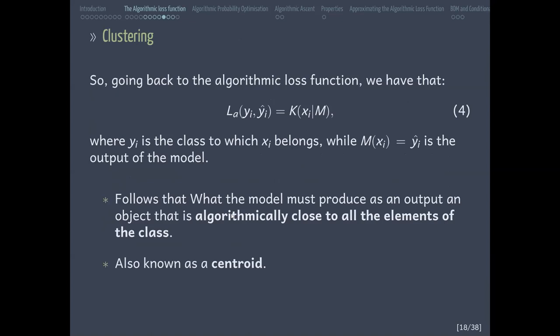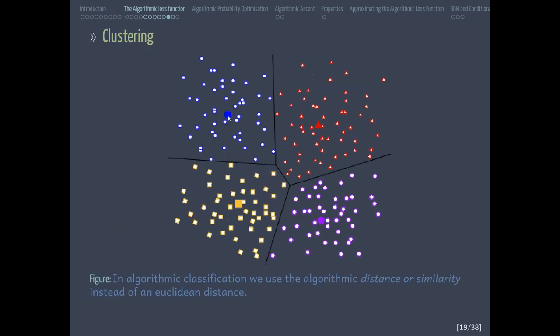So how do we apply this to the algorithmic loss function? Here is the resulting equation. The algorithmic loss function is the algorithmic distance of each of the samples to the output of our model, which in this case is the set. It follows that the model must produce an algorithmic object, an object that is algorithmically close to all the samples belonging to each class. This is also known as a centroid. Here is a diagram of how centroids normally look. The big circle, triangle, pentagon, and rectangle are the centroids, and all the objects are close to each of the centroids.